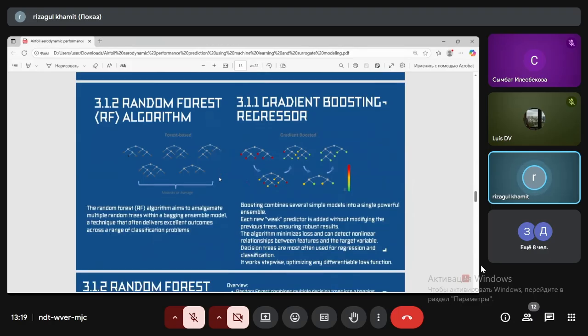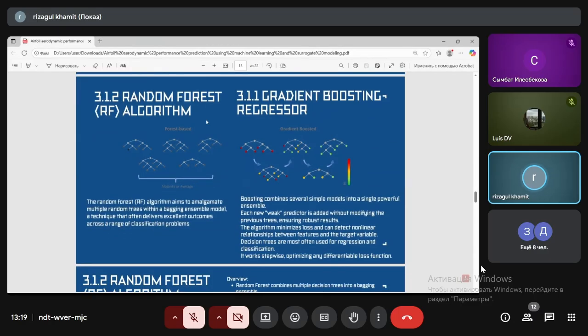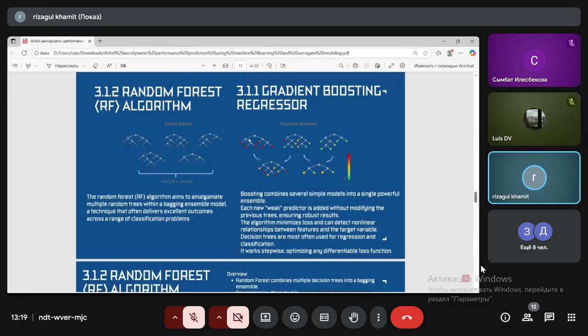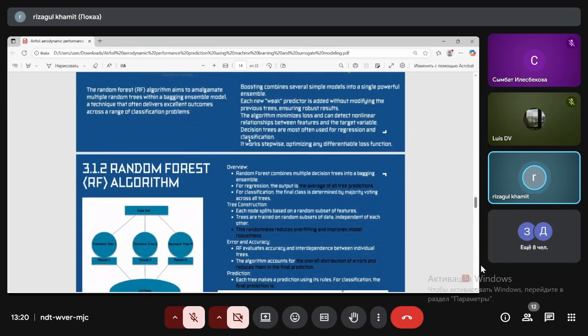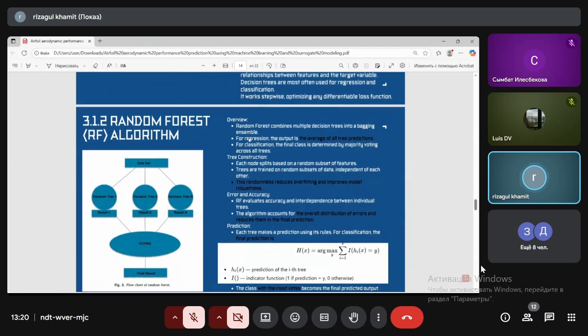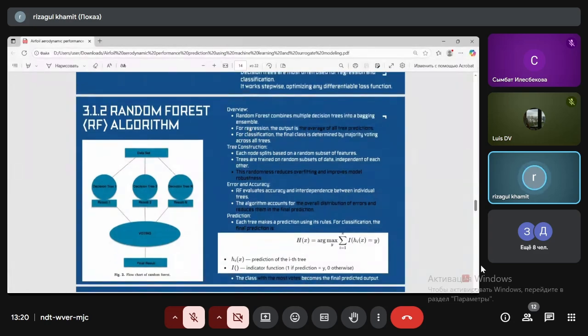The first types are random forest algorithm and gradient boosting regressor. Random forest algorithm aims to use multiple random trees within a bagging ensemble model. It's a technique that often delivers excellent outcomes across a range of classification problems. For regression, the output is the average of all tree predictions. For classification, the final class is determined by majority voting across all trees.